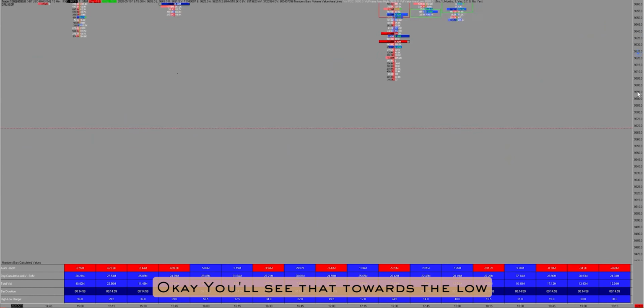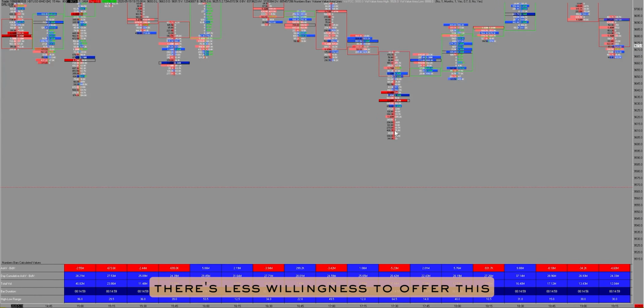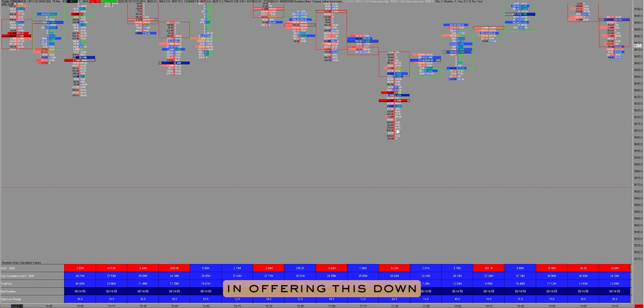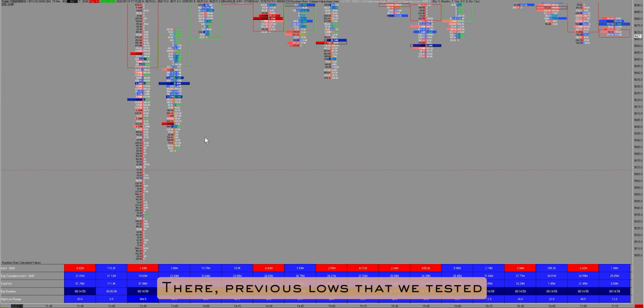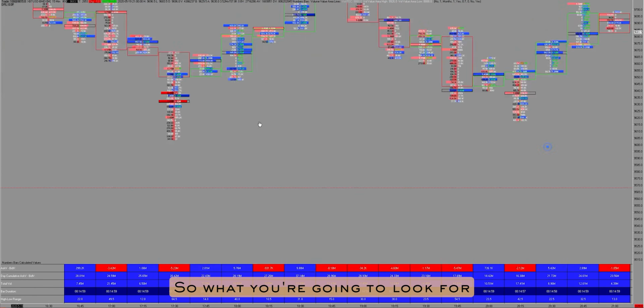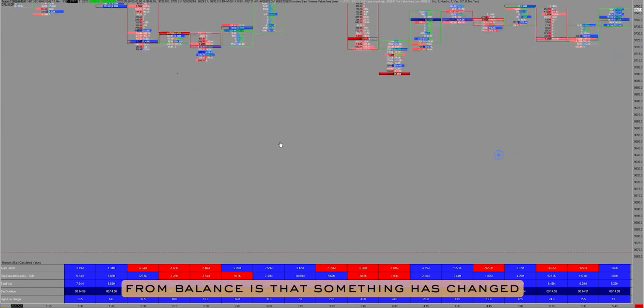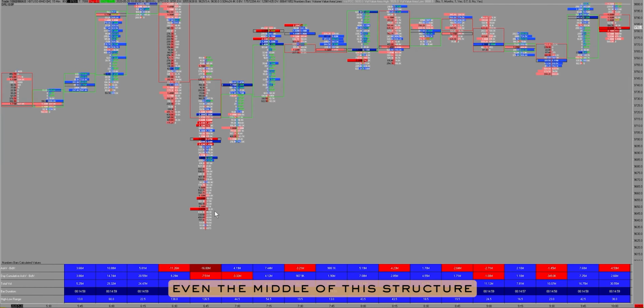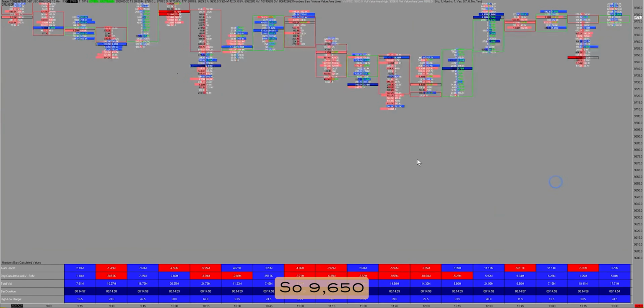Okay, you'll see that towards the low, there's less willingness to offer this. So we get down towards 9,600. You can really see that no one is really interested in offering this down there. Previous lows that we tested, there's not much offering at that low, right? The market comes into this level, you get aggressive selling, but rips right out of it, and we form the imbalances and are able to close above them. So there's less interest in offering this level. So what you're going to look for in any kind of break from balance is that something has changed in that regard. Okay, so less interest in offering even in the middle of this structure, so 9,650.